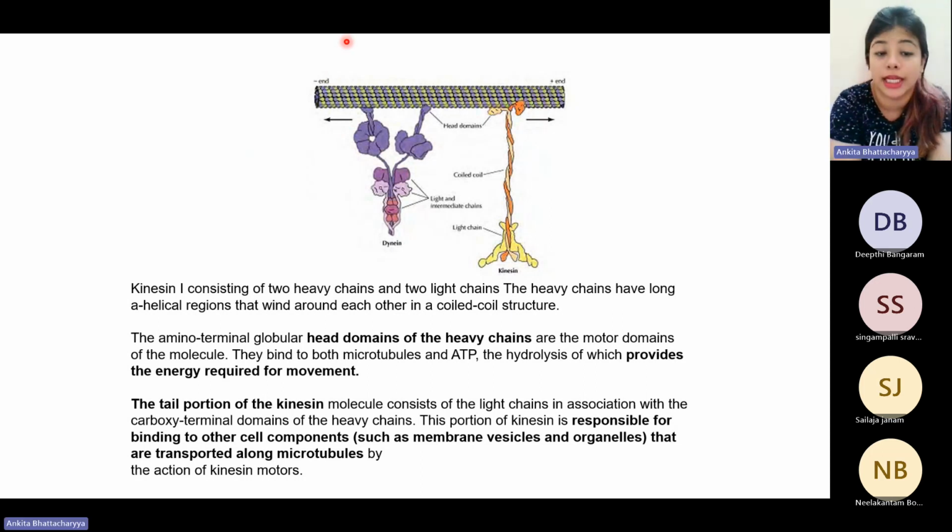Talking about the cargo that they carry, that can include other cellular components like membrane vesicles and organelles, and these are all carried by the action of the kinesin motors. Because, as you understand, if something is getting directed towards the centrosome, it is not necessarily useful, right? If it has to be localized at some specific position within the cell, then it has to move along the microtubule from the minus end towards the plus end. It has to go and localize somewhere inside the cell, and that is usually taken care of by the kinesin motors.